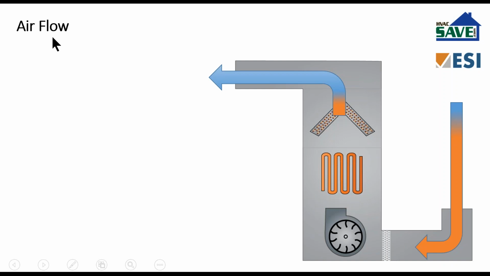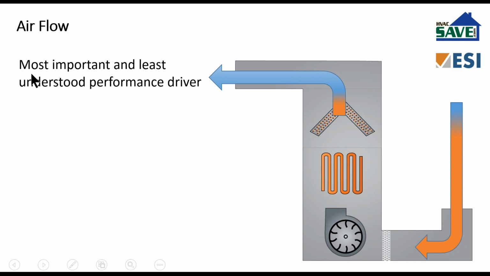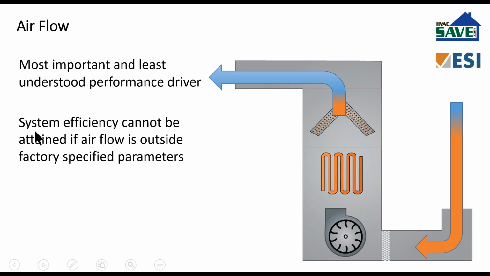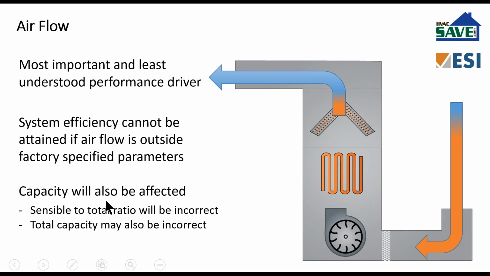Okay, let's talk a little bit more about airflow, all right? Here's sort of the most common configuration in our area of the country: entering air, leaving air. Airflow is the most important and the least understood performance driver. System efficiency cannot be attained if airflow is outside factory specified parameters. Capacity will also be affected. Sensible to total ratio will be incorrect, and the total capacity may also be incorrect.